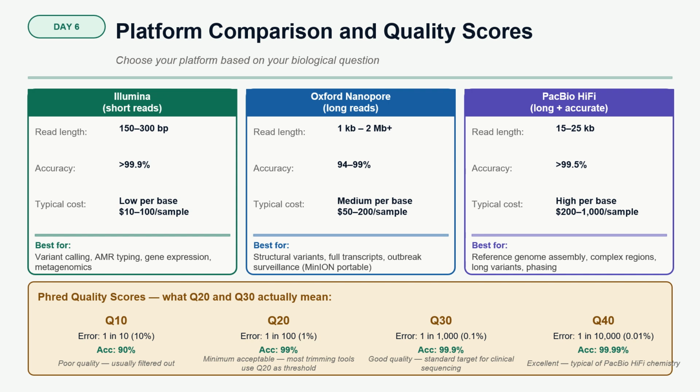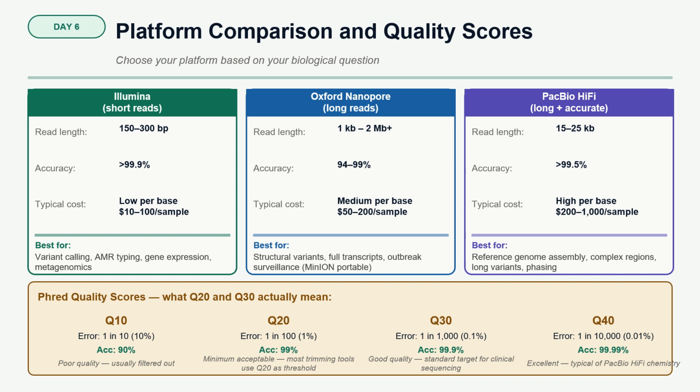Illumina is the most popular and prominent short read platform, and it has its own uses and usefulness. That's why you have to know which platform to use depending on the kind of biology question you are about to answer. You have to choose your platform. For example, with Illumina the read length is between 150 and 300, while Oxford Nanopore is 1000 to 2 million base pairs.